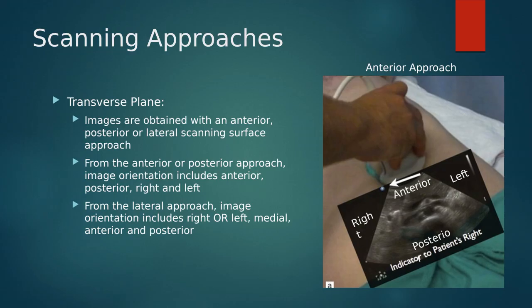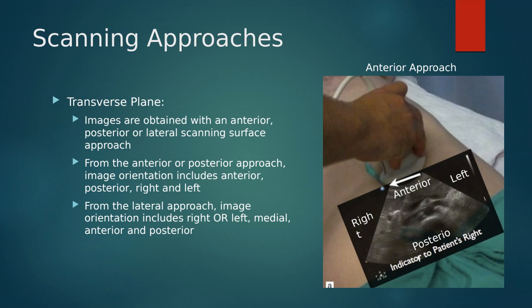Next, we have our transverse. So now we said when we're in transverse, our notch is going to be pointing towards the patient's right. So our patient is still being scanned from an anterior approach. They're in a supine position, so we're putting that probe on their belly. Their belly is the anterior surface approach. So the notch is going to be towards the patient's right, which is going to be pointing towards us in this scenario.